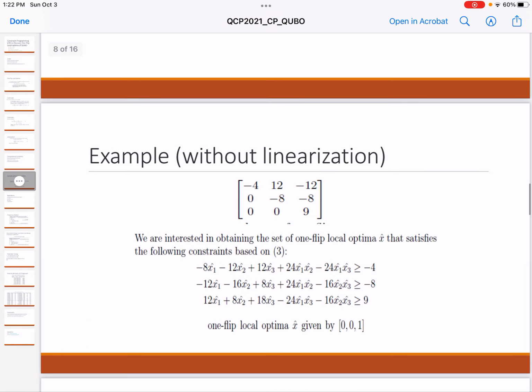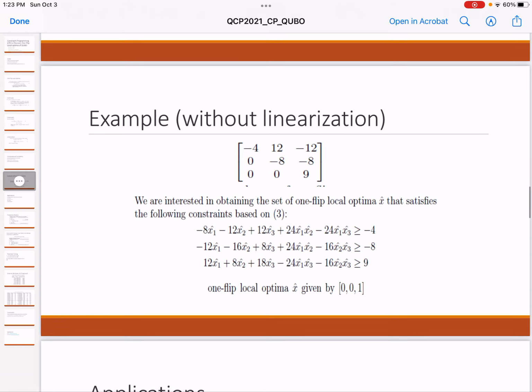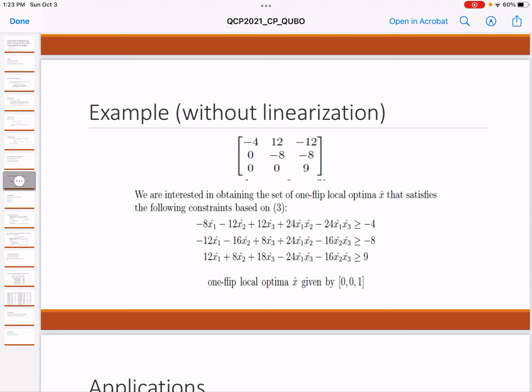Here's an example based on equation 3. If you are given this Q matrix, you can translate it into a set of constraints provided by equation 3. There are three constraints, one for each one flip neighbor, and then we can further linearize it and convert it into 6 constraints.